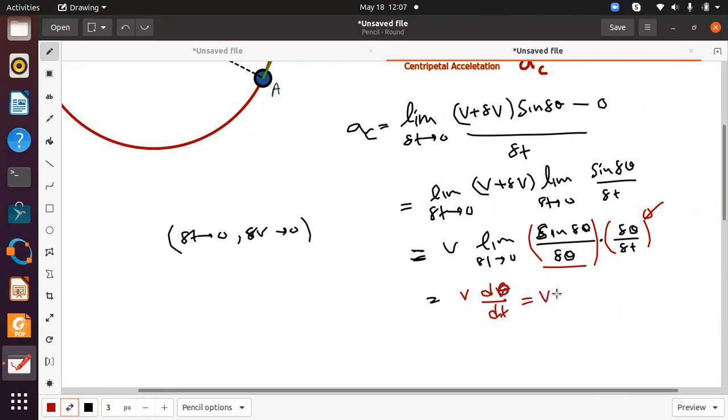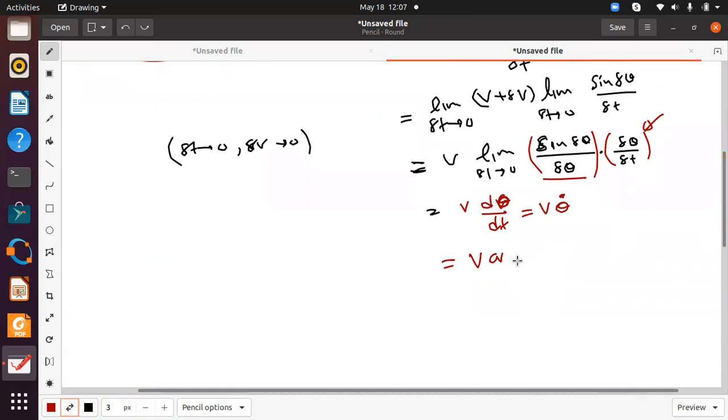So we can write it as v θ dot, and θ dot is omega. So what is omega? From the previous equation, you found that omega is v divided by r. So we get a relationship v squared over r. Or we can replace v with r omega, and you get r omega squared.